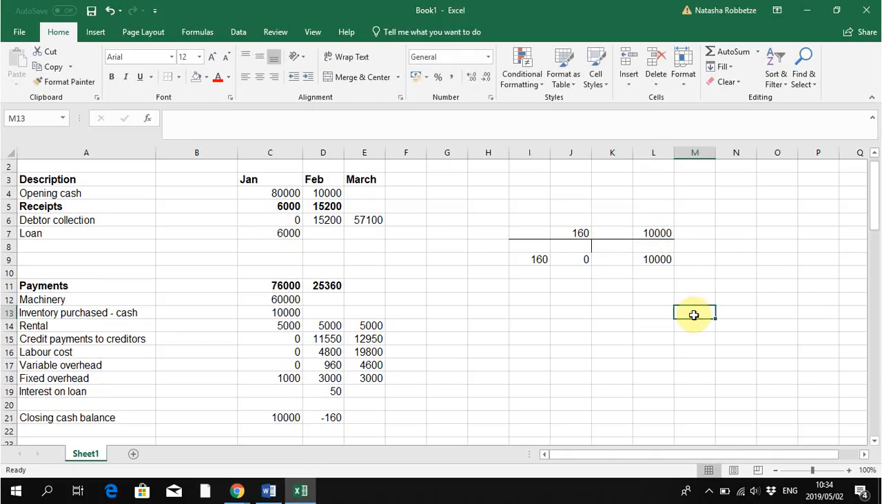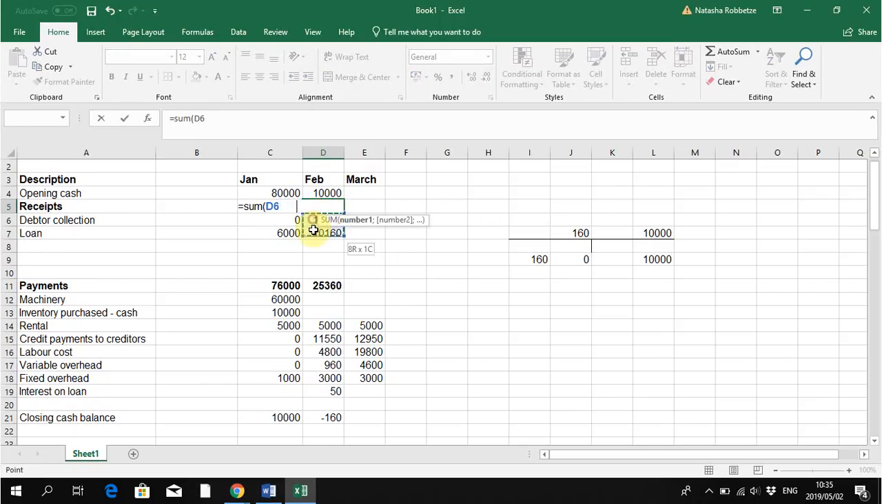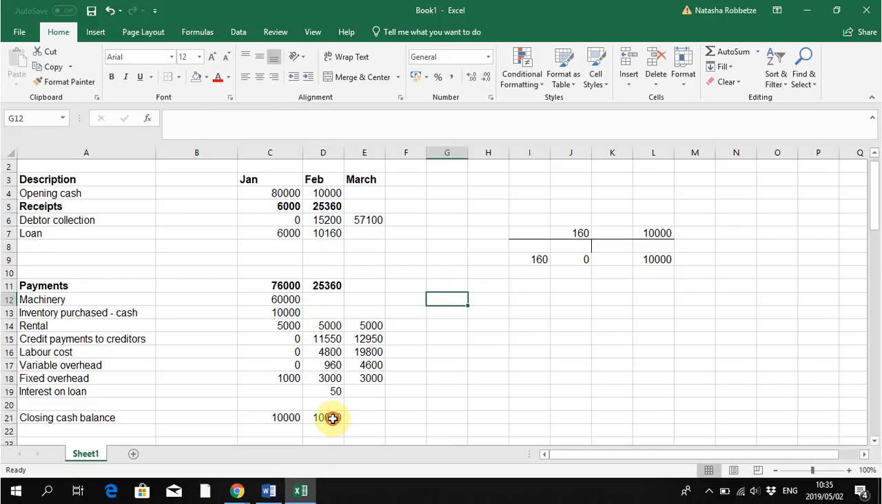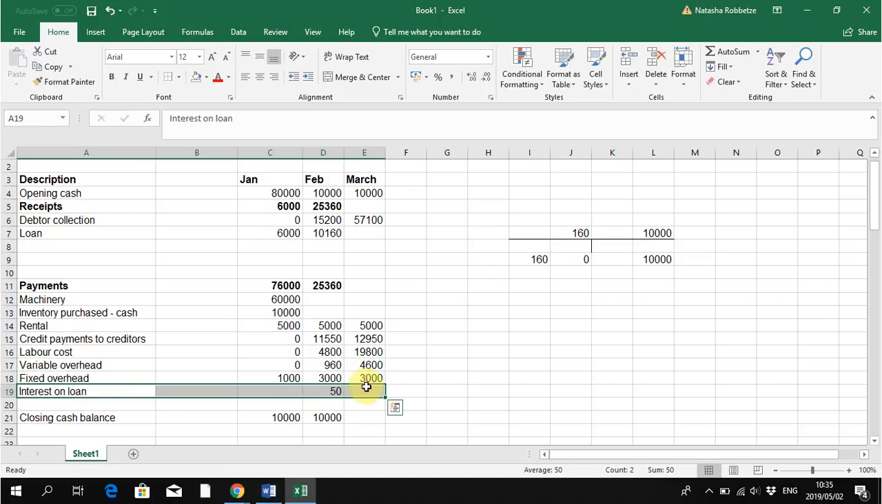And then to get from 0 to 10,000, you will need another 10,000. So that means you will have to take out a loan of 10,000 Rand plus the 160. So that's going to be 10,160 loan that you need there. So then your receipts will of course change, and you will have the 10,000 that you need. Then there's 10,000 opening balance, and we again need to now calculate the interest on the loans.